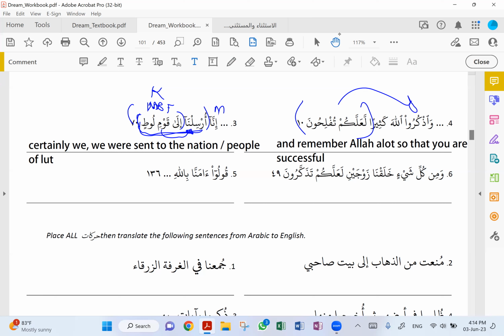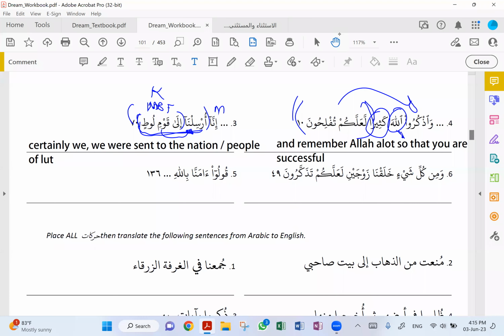Question for number 4. After waskuru, lafzul jalala is maf'ul bihi. Yes. Then kathiran is also maf'ul bihi, and then la'allakum tuflihun is also maf'ul bihi. Okay. So لفظ الجلالة is مفعول به, كثيرا is مفعول حال, لعلكم تفلحون is مفعول له. Three different kinds of مفعول doing different things.